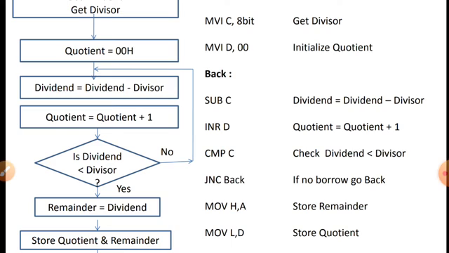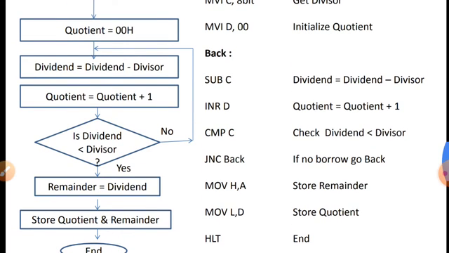Now whenever we are getting 01, the 01 cannot be subtracted from 02 because 02 is greater. So that is why we are going to check whether the dividend has become less than the divisor or not. If it is so, that value 1 will be the remainder, and the number of times we are subtracting the divisor from the dividend, that will become the value of the quotient.